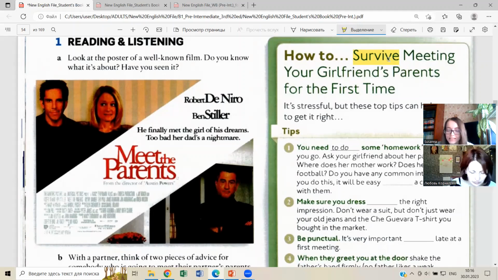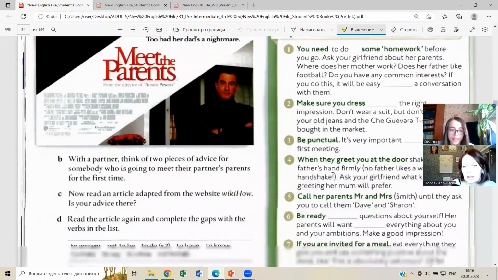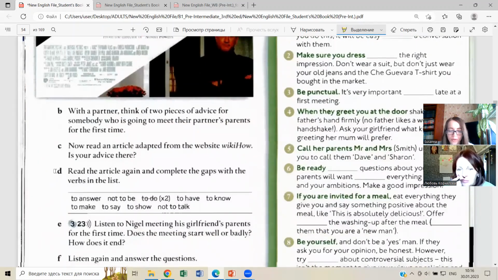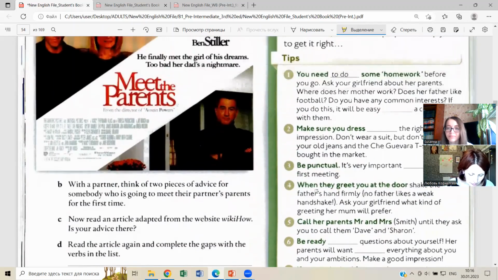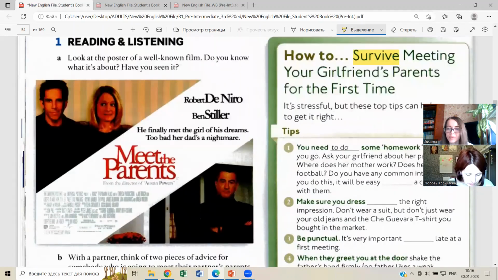So in this article, there are 9 tips. But there are some gaps that you need to complete. And in part D of exercise number 1, we see the list of words that you need to put in the correct place in the article. Okay. So can you start reading, please, from the very beginning?